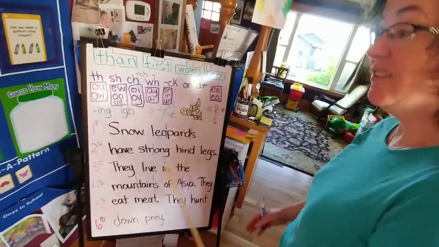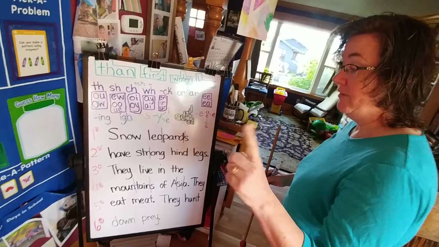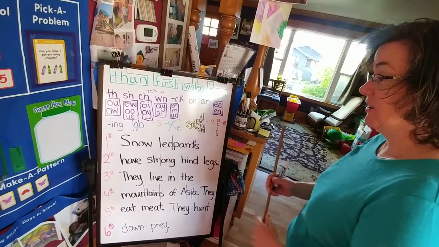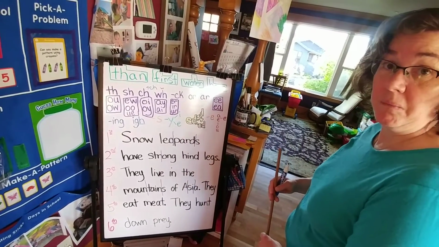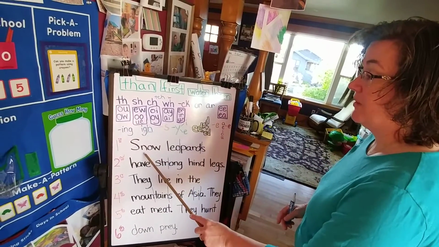Let's do it again. I think she has all four things. I think she has where they live. They live in the mountains of Asia. What they eat, meat. What they look like, she says they have strong hind legs. And what they do, they hunt down their prey. That's all four. Nice.